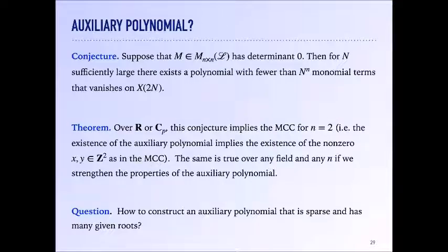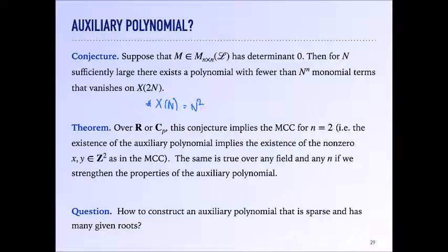Okay, so the big question is, what kind of auxiliary polynomial should we try to construct? My proposal is that if we have this matrix of logarithms whose determinant vanishes, then for n sufficiently large, there exists a polynomial with fewer than n to the n monomial terms that vanishes on x to the 2n. Even if you prove it for x of n, x of n generically should have n squared elements. So there shouldn't be a polynomial with fewer than n to the n monomial terms that vanishes on this set.